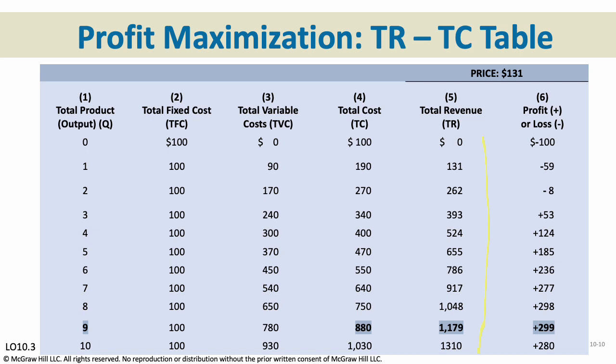Our profit or loss is just simply total revenue minus total cost. So we are losing money up until making 3. Making from 0 to 2, we are losing money. Now from 3 to more, we're becoming more and more profitable. When we hit 9 output, we're making $2.99, and by the time we hit 10, we're back down to $2.80.